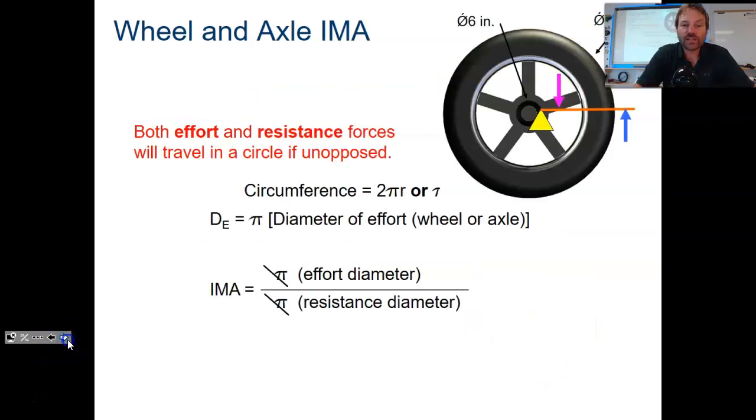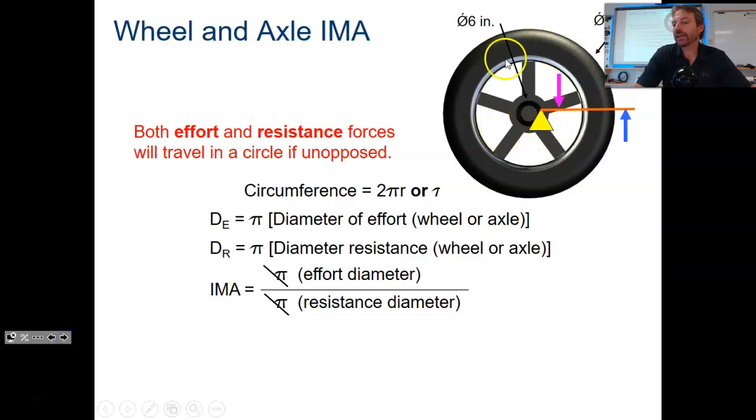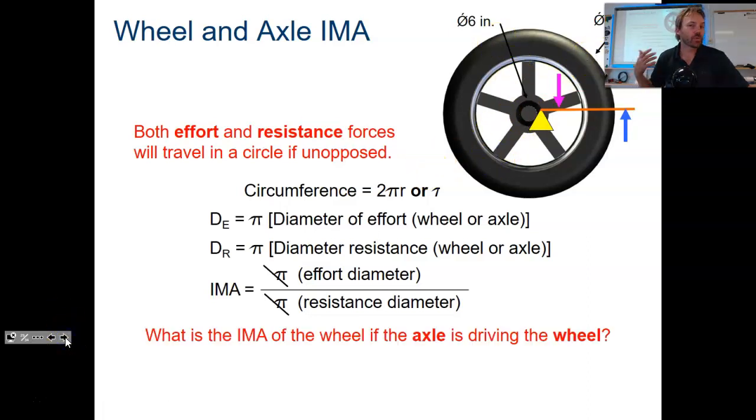Wheel and axle ideal mechanical advantages, it's the diameters. So you've got a large diameter, which in this case is 20 inches, and a small diameter, in this case 6 inches. It just depends on which one's being driven. So the question says, what is the ideal mechanical advantage of the axle if the axle is driving the wheel? So we are exerting the effort on the axle.